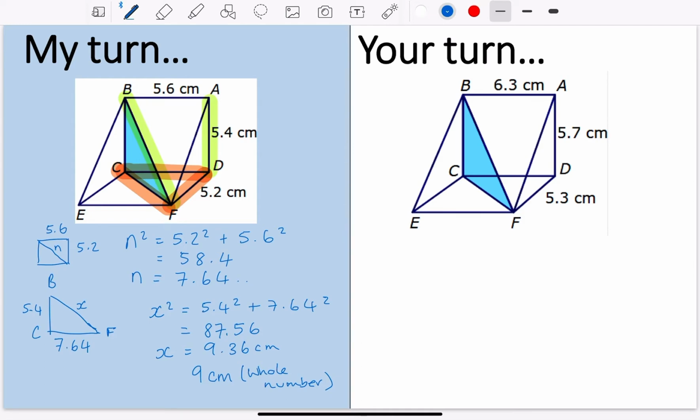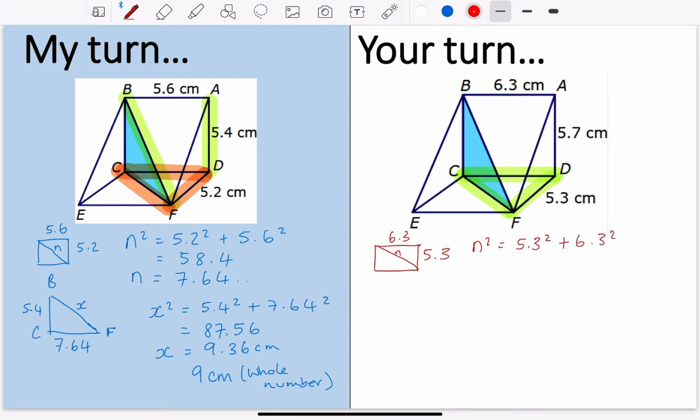Your turn. So similarly to the first one, I'm going to start by considering that base to find the side CF. To do that, I'm going to need to know these two dimensions. So my base is going to look something like this. 5.3 and 6.3. With that diagonal, which I'm going to label n. So now I can use Pythagoras to find the value of n. N squared is equal to 5.3 squared, add 6.3 squared.